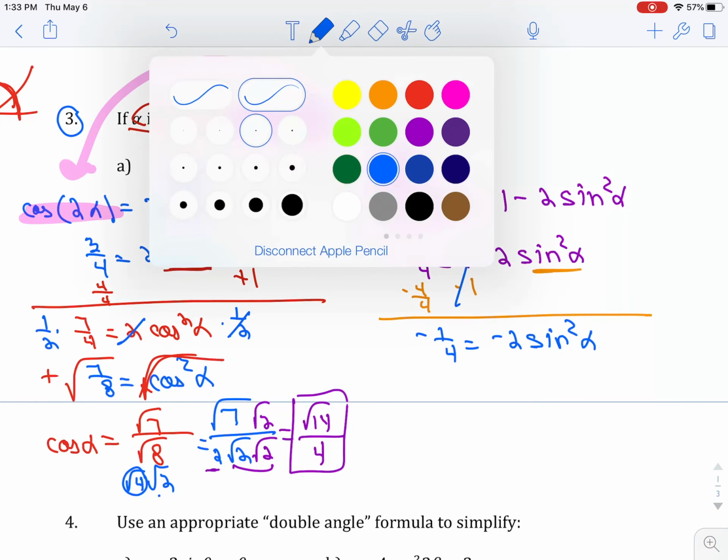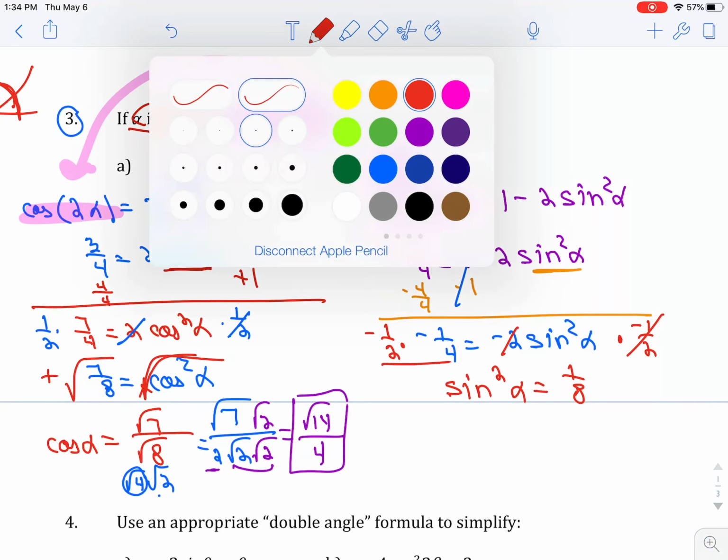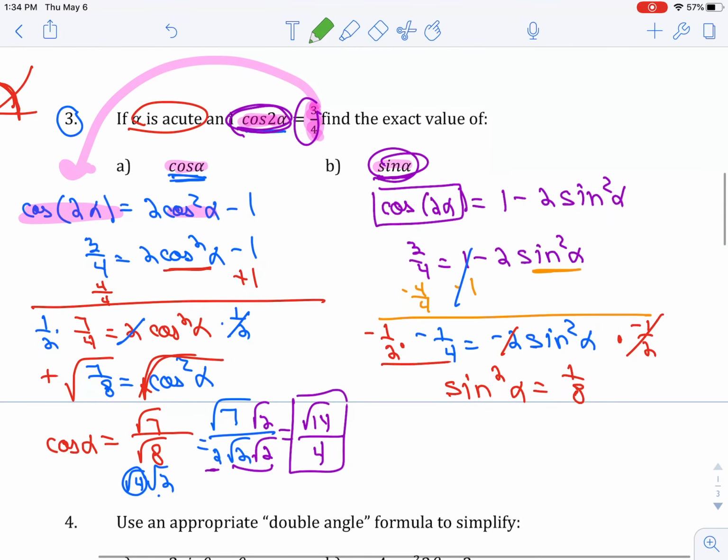I want to get rid of that negative 2, so I'm going to multiply both sides by negative 1/2. And so I end up on this side, this all cancels, so I get sine squared alpha is equal to, and then this is 1/8. And then once again, I'm going to take the square root of both sides. And because the angle is in the first quadrant, I know the sign is positive, so I don't worry about the plus or minus because it's just going to be plus.